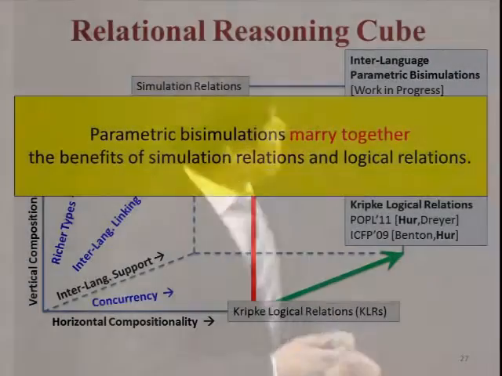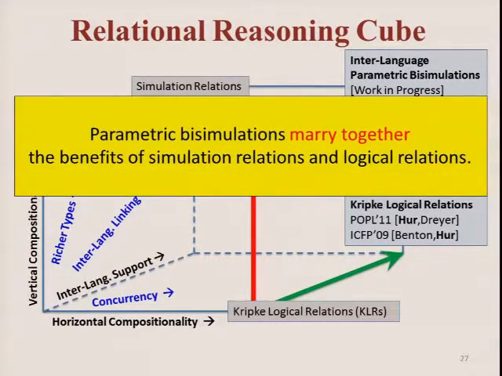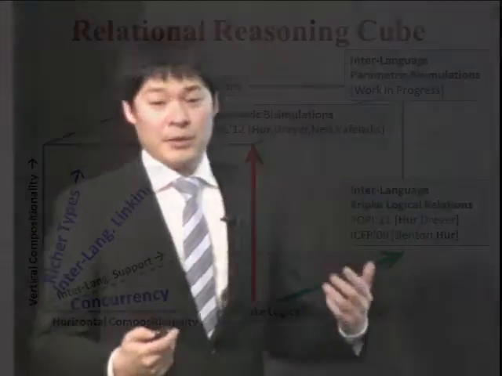So I can use existing CompCert proof, and then I can generalize the existing CompCert proof, turning it into something that supports horizontal compositionality using this new proof method, which I'm currently working on. Parametric bisimulation generalizes simulation relation, and also supports all the reasoning principles of logical relation. So it marries together the benefits of both techniques.